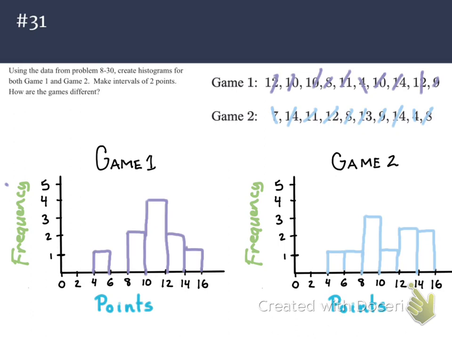And now we go back to this question here. It says, how are the games different? Well, you might notice that game 2 is a little more spread out. Game 1 looks like it has a big center peak here, where game 2 is more spread out or more uniform. They call this single peaked because it has a single peak or a single mountain. And there's no real definitive peak in game 2, so they call this uniform, meaning it's all about the same. Okay, that's number 31.